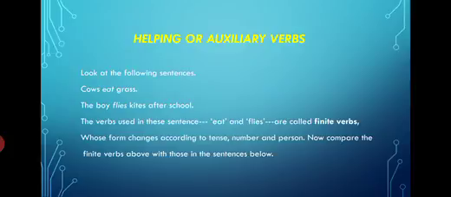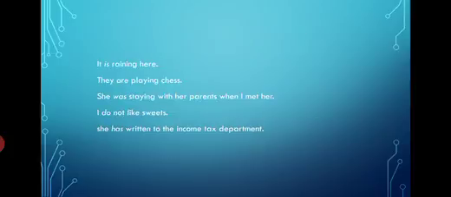Now let us see how they are getting changed. Here, it is raining here. They are playing chess. She was staying with her parents when I met her. I do not like sweets. She has returned to the income tax department.